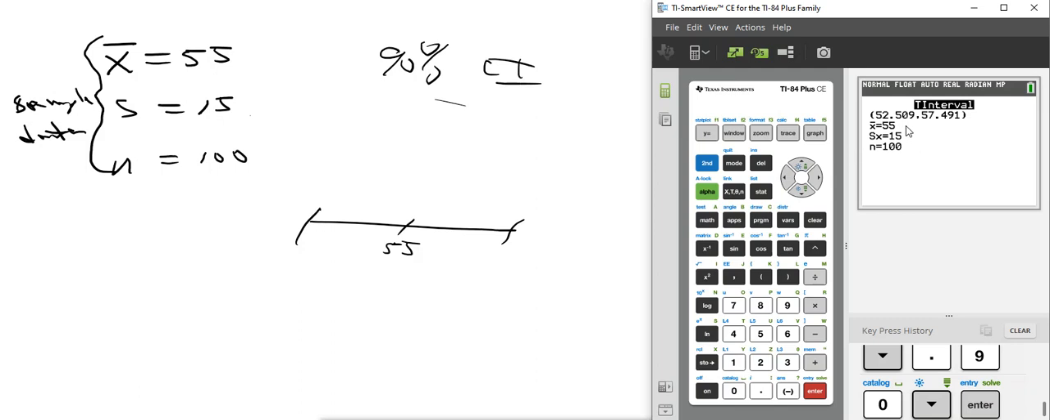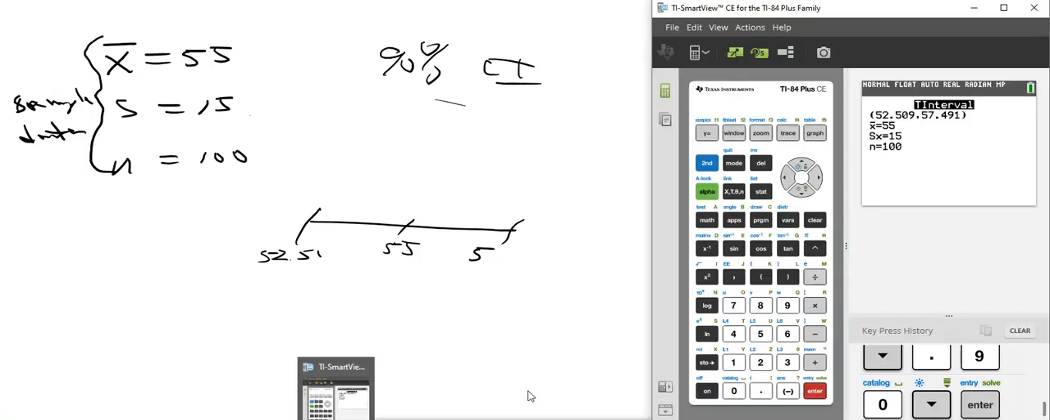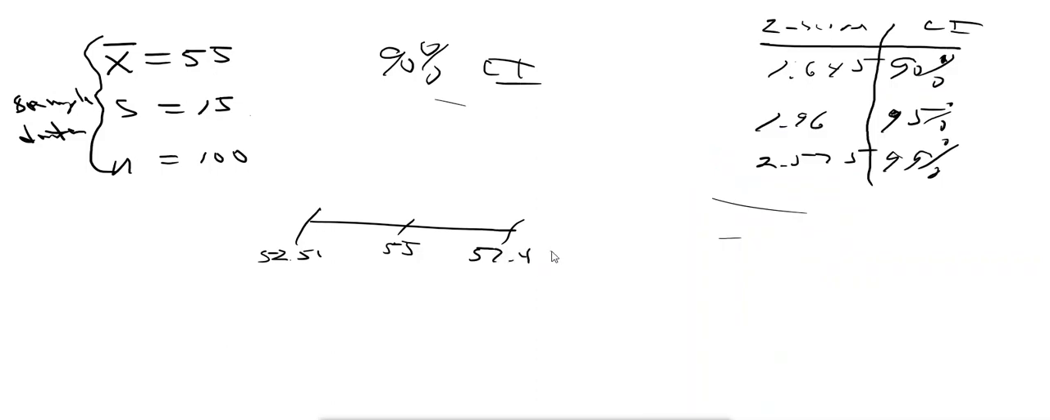So we're at 52.51 and 57.491. So we could round those a little bit again. We have 52.51, 57.49. Okay, so here's our confidence interval again.